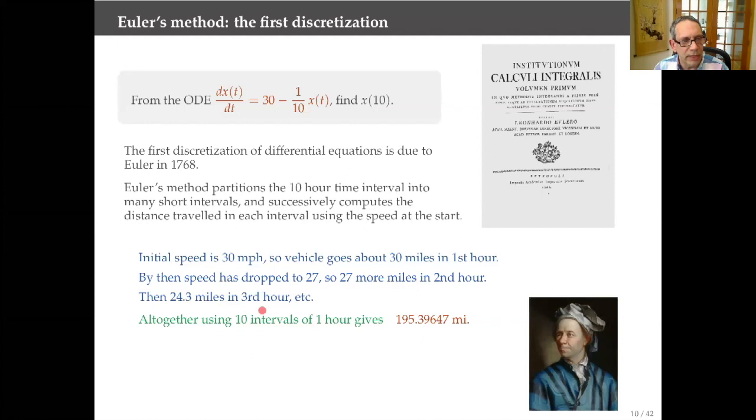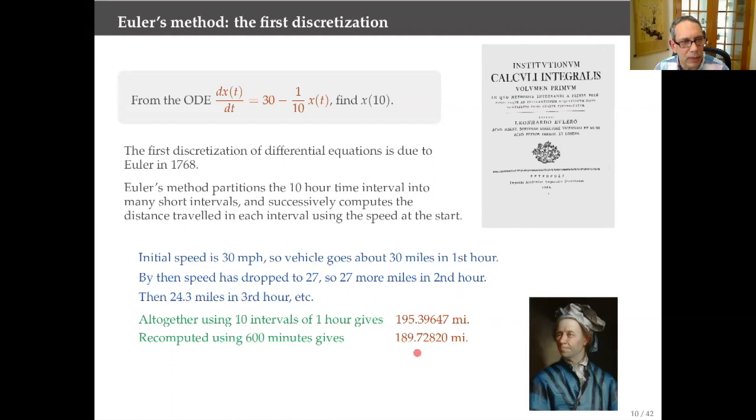You do that 10 times, add it up, and you come to the conclusion that it traveled 195.39 miles in the 10 hours. But of course, that's not so accurate because it didn't go the same speed for the entire first hour. It started at 30, but it really was dropping in that time. So you get a more accurate solution by breaking it into 600 minutes. You do that same computation again, add up 600 different numbers, and you get 189.7 miles. Or you could do it again with seconds, 36,000 seconds, and it doesn't change too much, 189.6 miles.